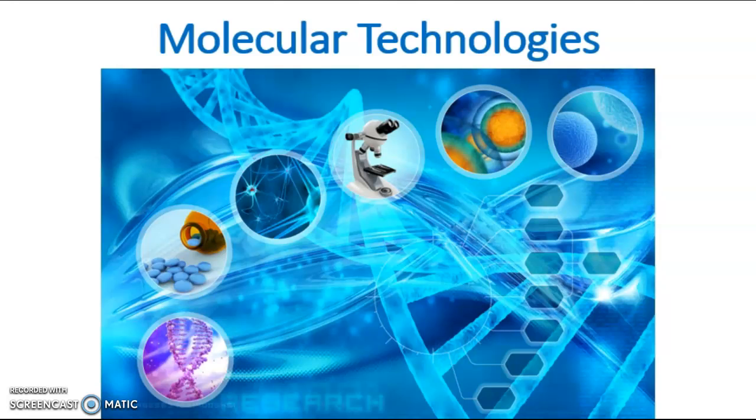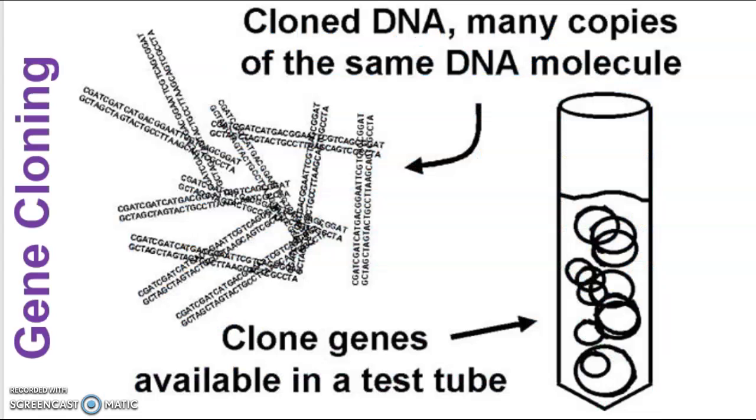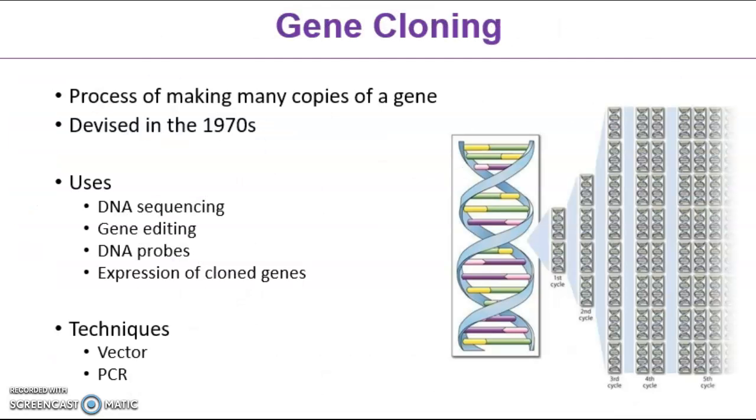So, the first one is gene cloning, right? And it is, as the name sounds, cloning genes, and genes are those specific pieces of DNA that code for a protein or give rise to a trait, right? So, we can then take and clone them. Well, how is that done? So, gene cloning is necessary to make more copies when we need to do things like sequencing or editing or making probes. And there are two techniques we can try, so either using a vector or a PCR.